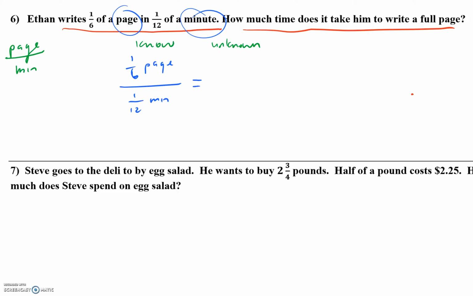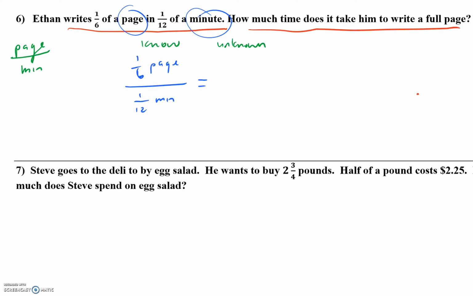If you look at the question, it says how much time does it take him to write a full page? Before we even do that, you know that the second ratio is going to be pages over minutes. Since it says how much time, that indicates that we don't know how much time, so we're going to put an X right there. And how much time does it take him to write a full page? Well, a full page means 1 page. Now we have our proportion, and all we need to do is cross multiply.